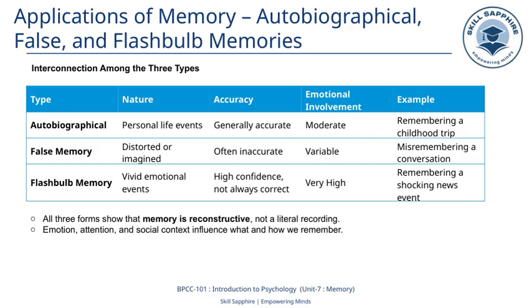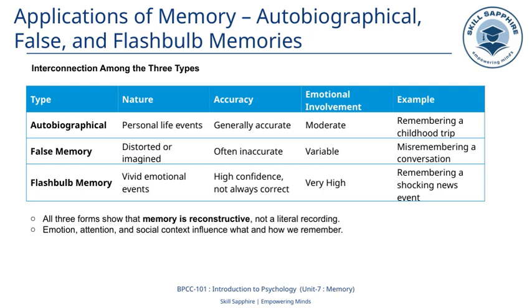Next, false memories are quite intriguing. These are memories that are distorted or even entirely imagined. They're often inaccurate, and the level of emotional involvement can vary greatly. Sometimes, people genuinely believe they remember something that never actually happened, like misremembering a conversation or an event. These false memories highlight how our minds can fill in gaps or even create details that feel real.